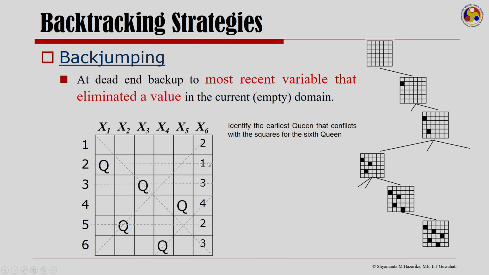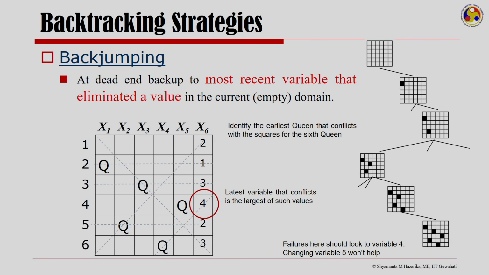I record all these queens, the earliest of them, and then I take the largest of these values. The largest of these values actually gives me the latest variable that conflicts with making the current domain empty. So I take this value, which is 4, and now I know that if I have to jump back, changing 5 would not help. I have to go back and look for making changes at the variable level 4. This is back jumping.